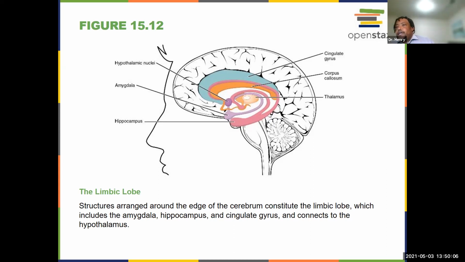Okay, so this is the limbic lobe. The limbic lobe is going to be responsible for your emotional responses. It's also going to be responsible for memory function, so a lot of things are going to commit to memory.